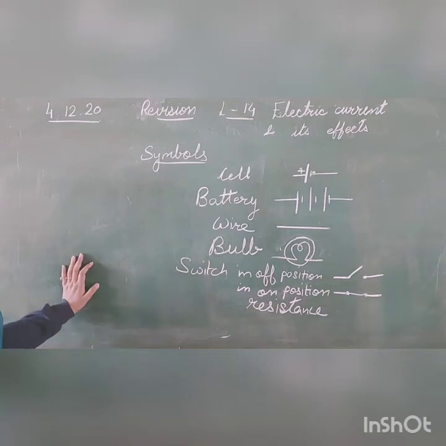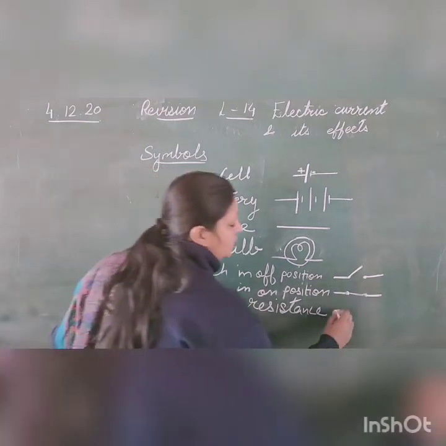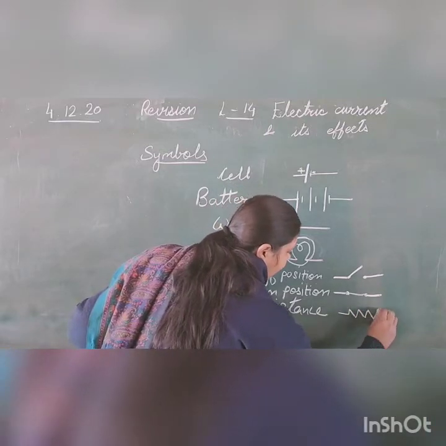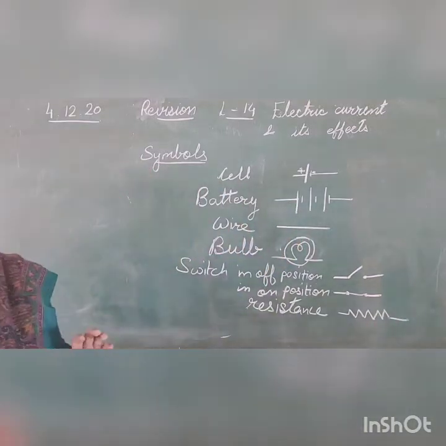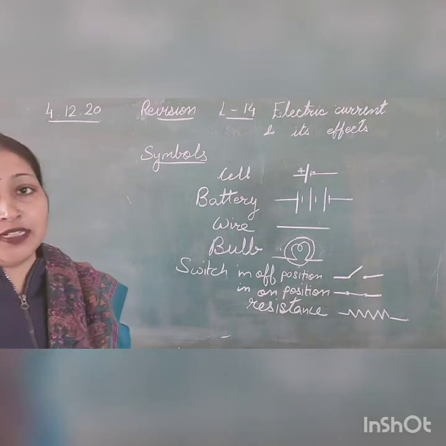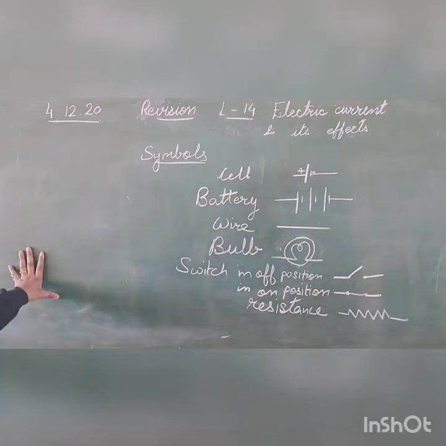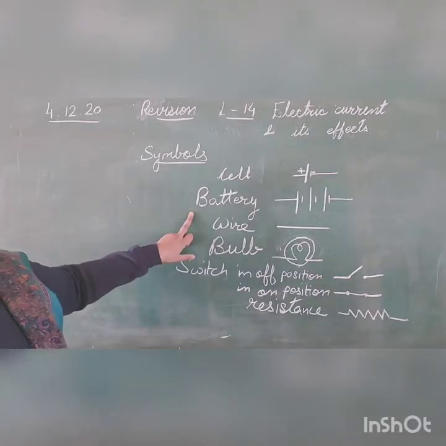Resistance is the component which is used to restrict the flow of current. For example, it is used at a place where more current is there, however the requirement of current is less. I hope all these symbols are clear to you. Now next, let us discuss the battery.